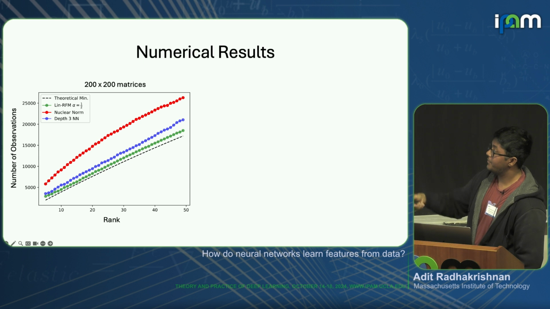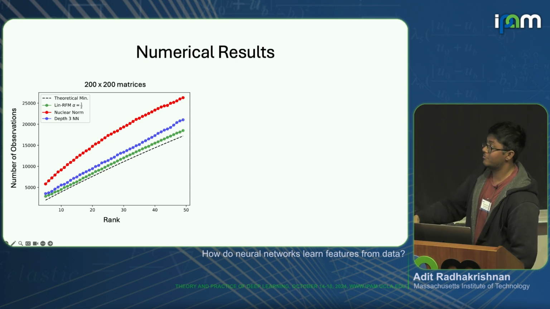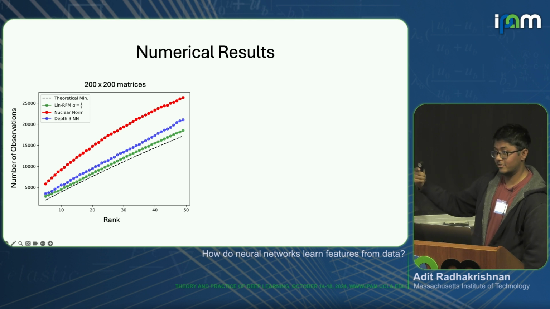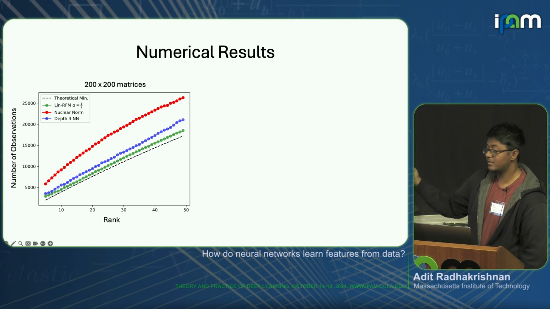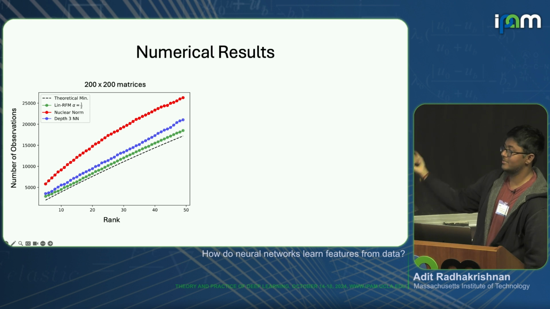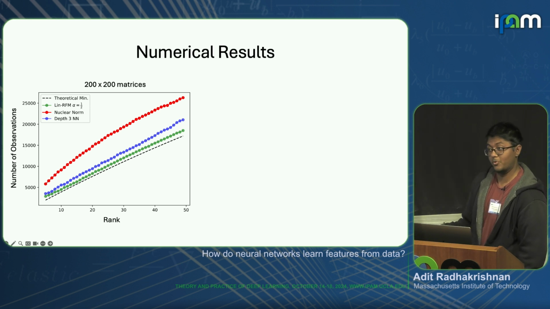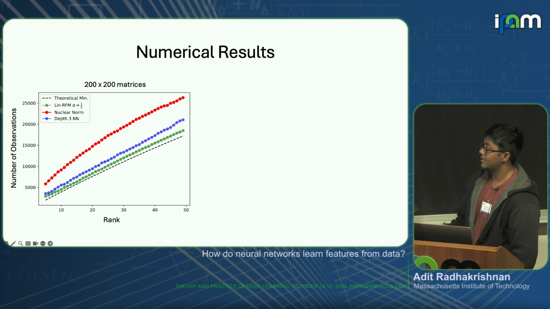And what we find is that linear RFM does incredibly well, far better in terms of sample complexity under this measure than nuclear norm. And in fact, deep linear networks like depth 3 also outperform the nuclear norm, but linear RFM does quite a bit better in these cases.